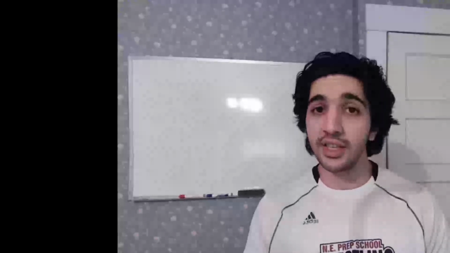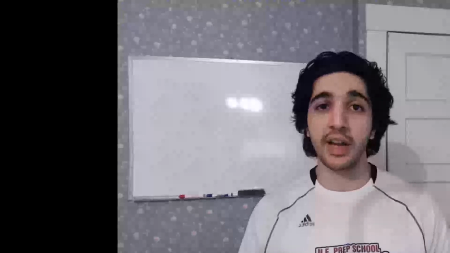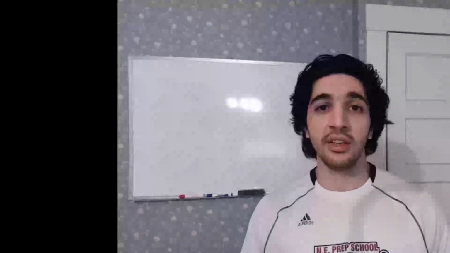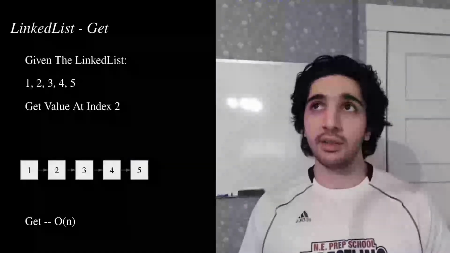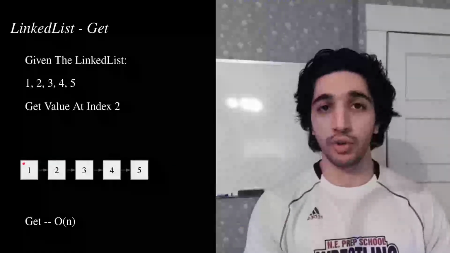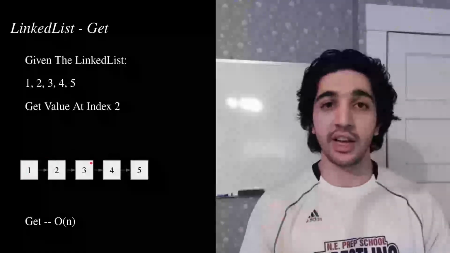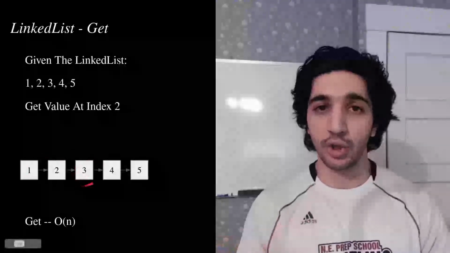Now, if we're trying to get a value in a linked list, we usually have an index that we're provided. So as an example, get the value at index equals 2. What we have to do is traverse through that list until we arrive at the index we are looking for, and then we can return that value.